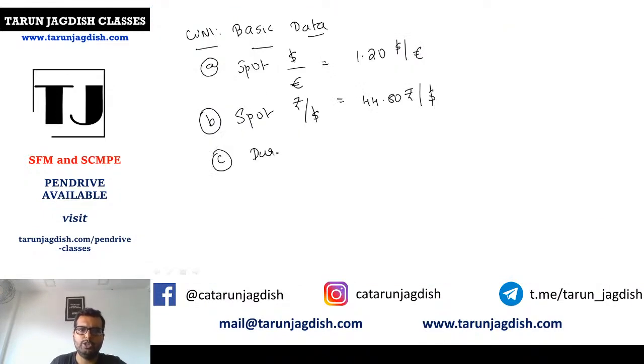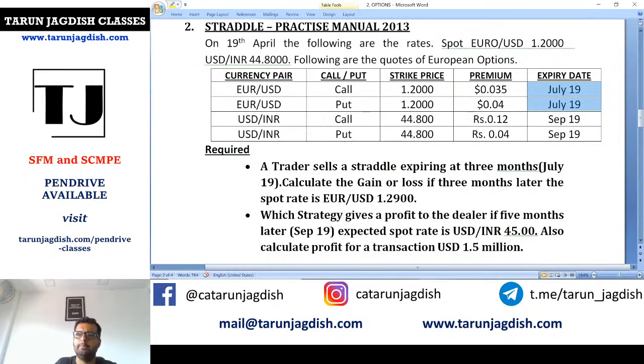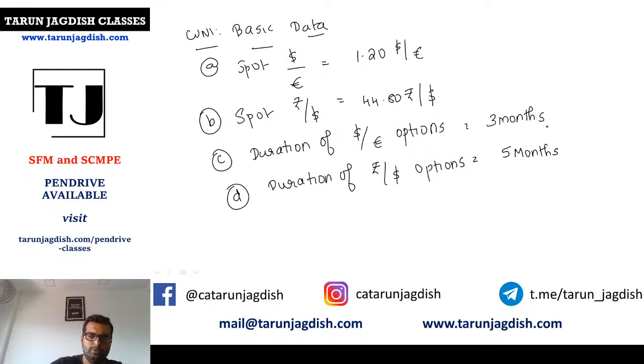So can I say duration of dollar bar euro options will be how many months now? It will be 3 months. Similarly, how many months is July, April to September? 5 months. So duration of rupee per dollar options will be how many months? It will be 5 months. Can you please write down this in your books now?